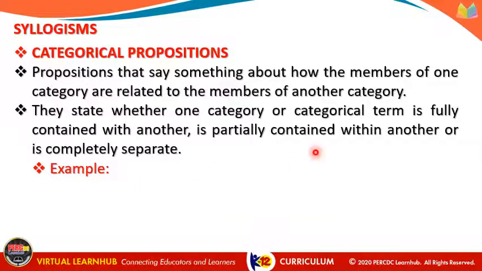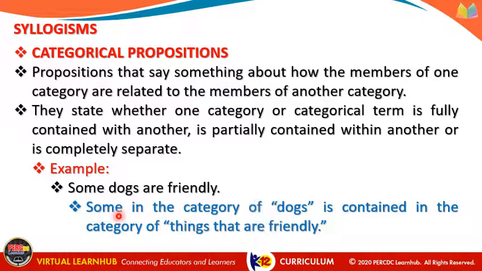Let us have one last example. Some dogs are friendly. Again, we have two categories here. One is for the dogs. The other is anything that is friendly. It says here that some in the category of dogs is contained in the category of things that are friendly. So basically, those are examples of categorical propositions. They tell us how one category is contained in another category.